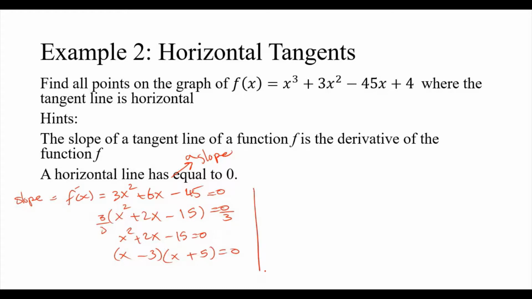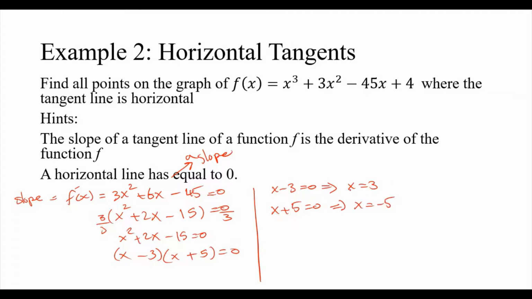Now we're going to solve. Either x minus 3 is equal to 0, which gives us x equals 3. If you forgot how to solve quadratic equations, please go back and review the strategies for solving them. You can also use Desmos to solve quadratic equations; you have to look that up. Or x plus 5 is equal to 0, which gives us x equals negative 5.